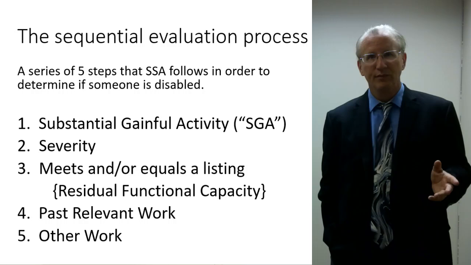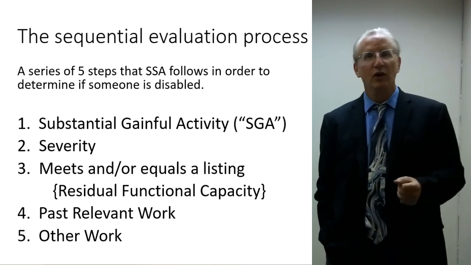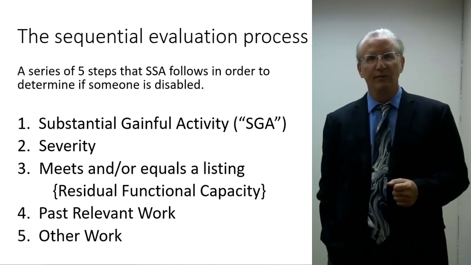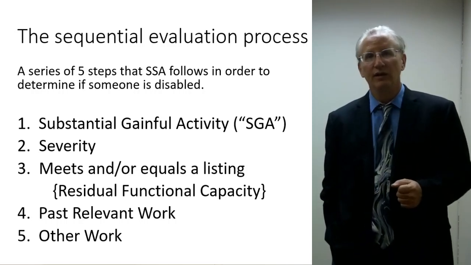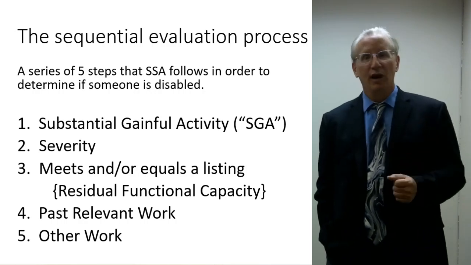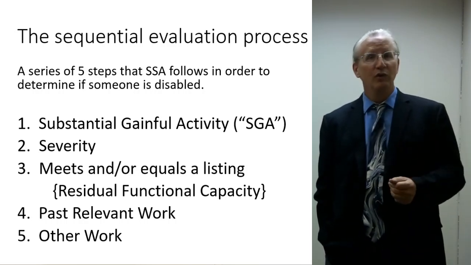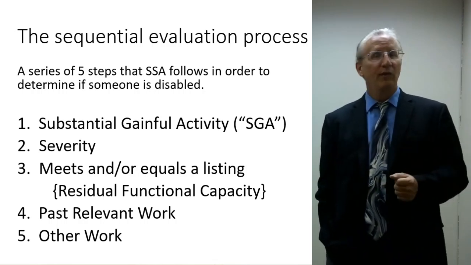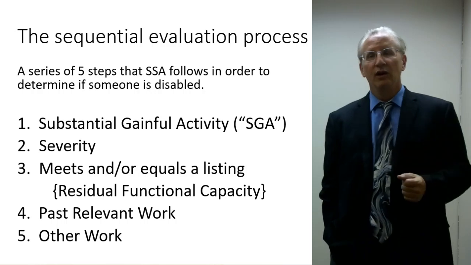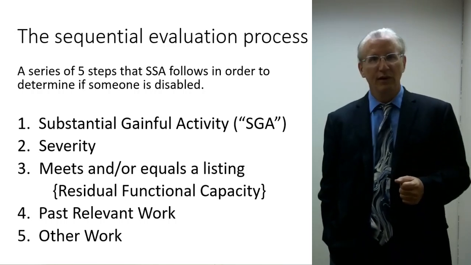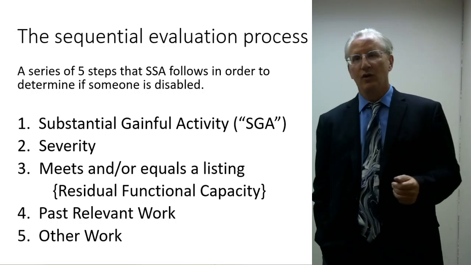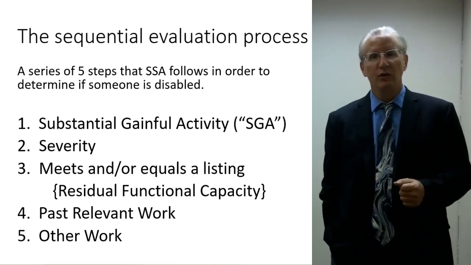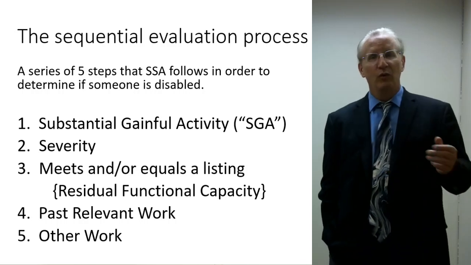So let's recap. Sequential evaluation, just a fancy term for how Social Security walks through a 5-part legal analysis in every disability claim. Is someone engaging in substantial gainful activity? If they are, the claim must be denied. If not, then you proceed to step 2. Do they have a severe physical or mental impairment? If they do, does that impairment actually meet or equal the medical criteria for an absolute presumption of disability at step 3? If not, can they return to past relevant work? If they cannot, is there other work in the national economy those individuals can perform? That's sequential evaluation in a nutshell.